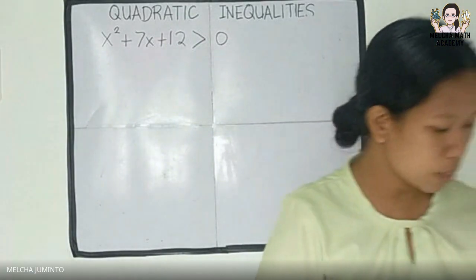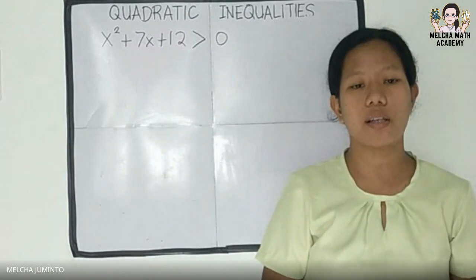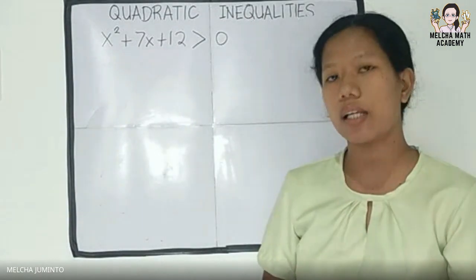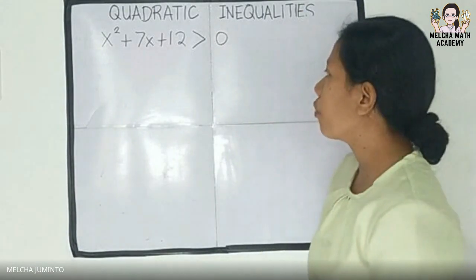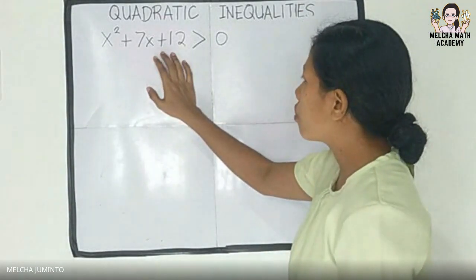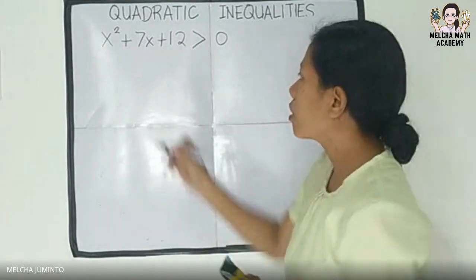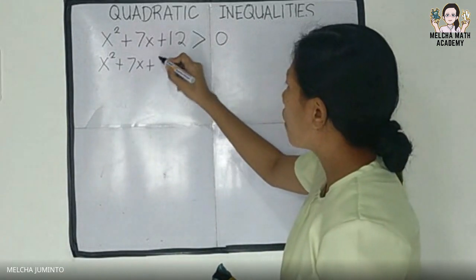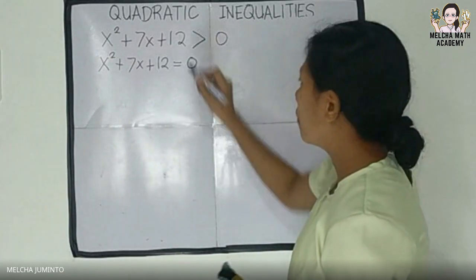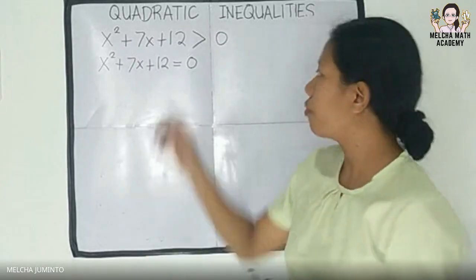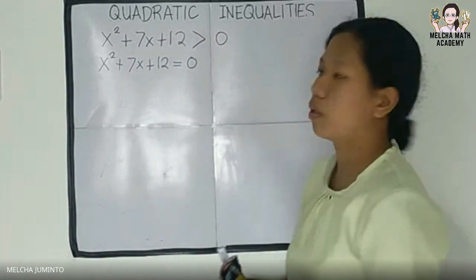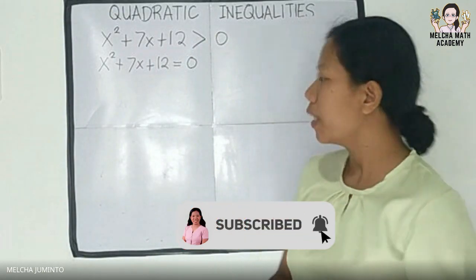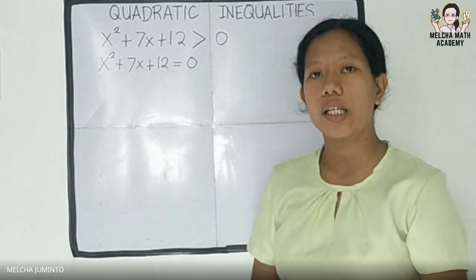Okay, to solve this quadratic inequality, the first thing that we need to do is to transform it first to quadratic equation. Okay, that is the first step. We will first transform this to quadratic equation. So we will write x squared plus 7x plus 12 is equal to 0. So we remove the greater than sign, we change it to equal sign. And then we follow the steps in solving quadratic equation. In this case, the easiest method is factoring.